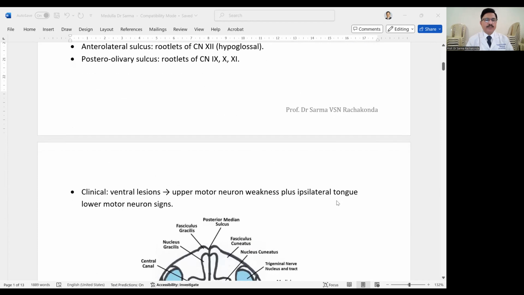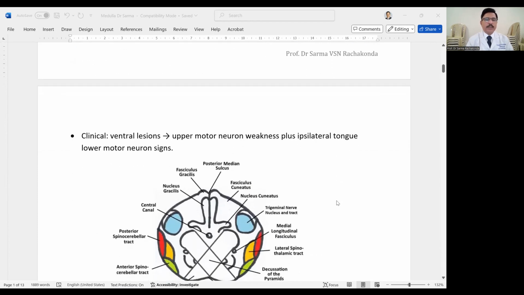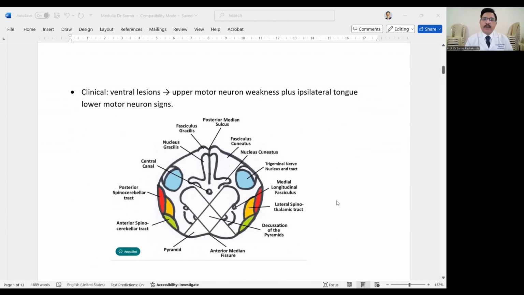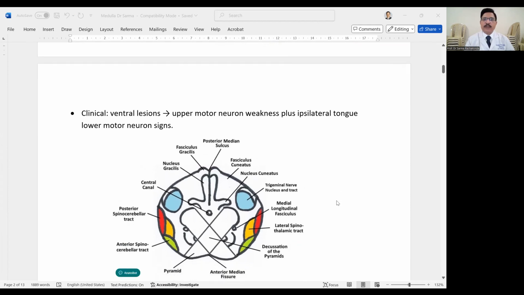Now, what is the clinical importance? Upper motor neuron weakness contralaterally, and lower motor neuron weakness of the ipsilateral tongue, in the ventral region. Supposing the ventral part of the medulla is affected, the corticospinal tracts are there. Definitely there will be ipsilateral tongue weakness, since the 12th nerve also is there. Ipsilateral tongue weakness, contralateral hemiparesis or hemiplegia. Upper motor neuron weakness plus ipsilateral tongue weakness, and lower motor neuron signs will be there in the tongue.